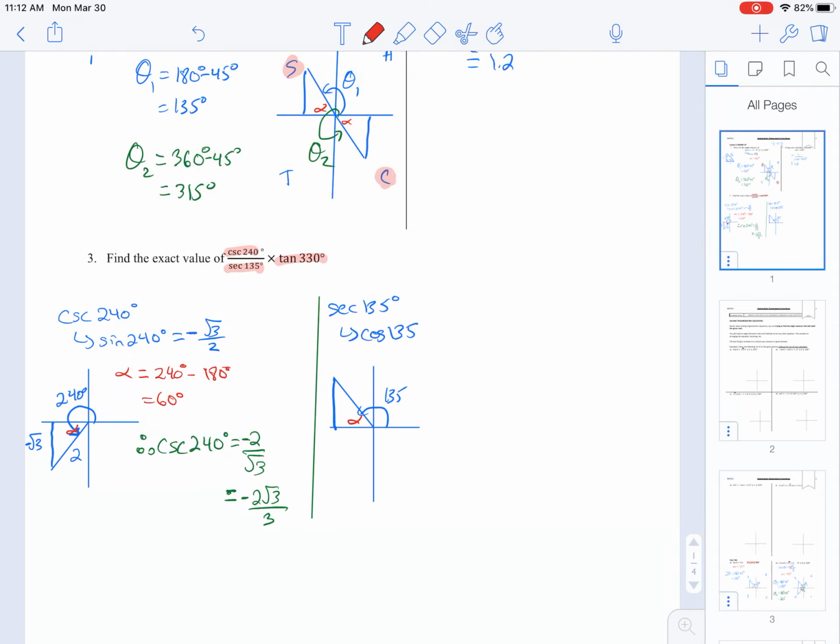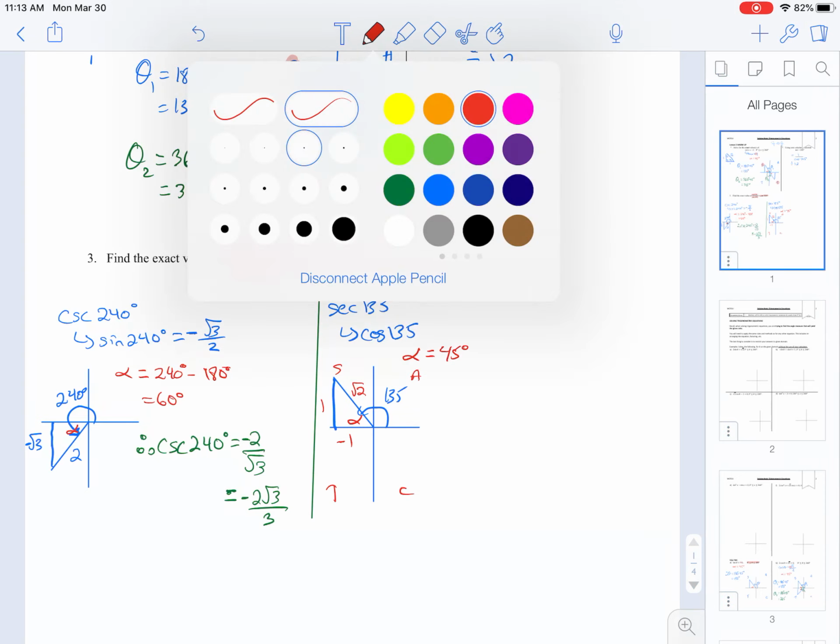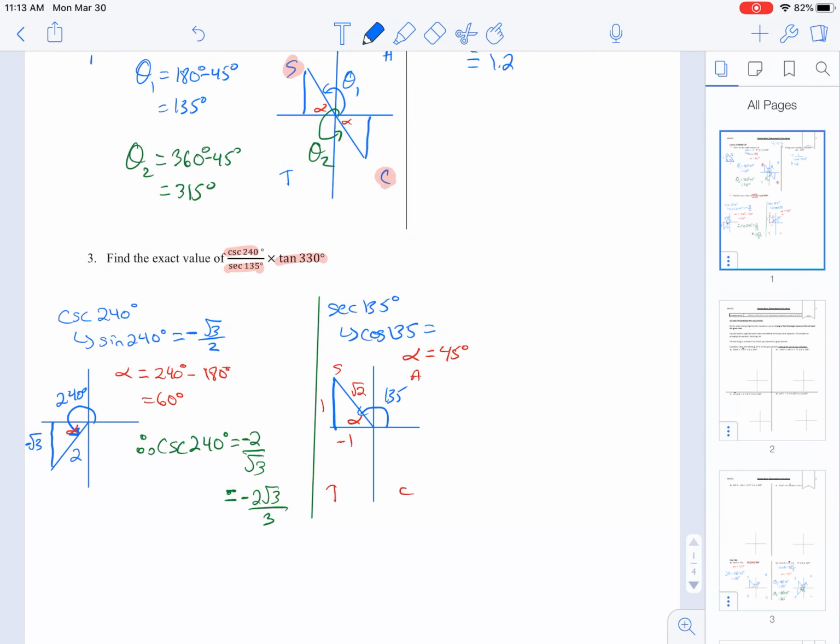So that's 135. So alpha is going to be, hopefully you just see that, that's going to be 45 degrees. So remember, we're in this quadrant though, so it's going to be negative for cosine. And cosine has a -1, or 1, it's going to be negative there. This is 1 and this is root 2. So this one's going to be cosine of 135 is -1 over root 2.